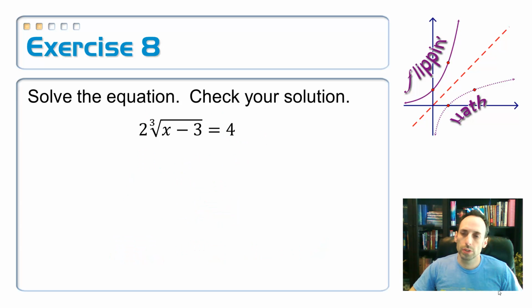All right, so let's try this next one here. So it's a cube root. Oh my gosh, what are we going to do?